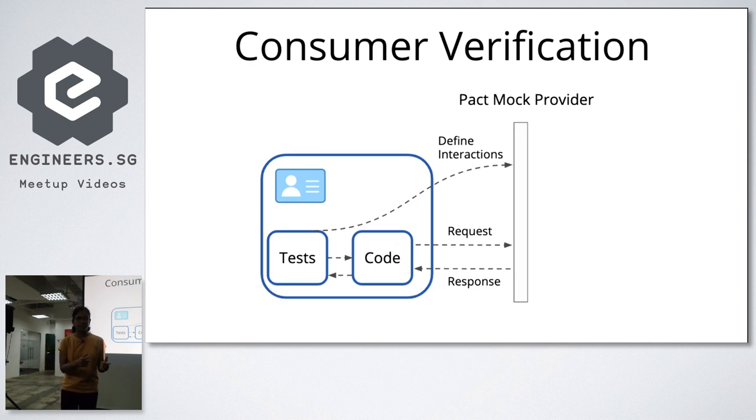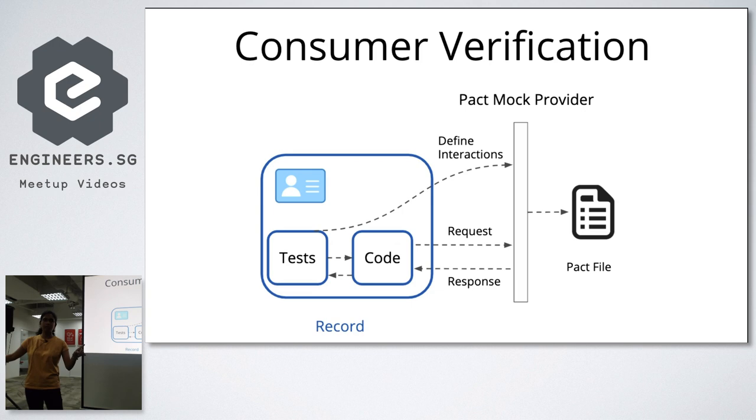Yeah, so I'll show you that. Right, so if you look at the code, just before that. Now, why is this PACT mock provider different from any other mock server, right? It's because it records all this in some ways and generates a file called a pact file. And the pact file is your contract file. So this file can be shared with the provider, and providers can run their tests to see if they are meeting the contract. All right, so that's how it is different from any other mock server.